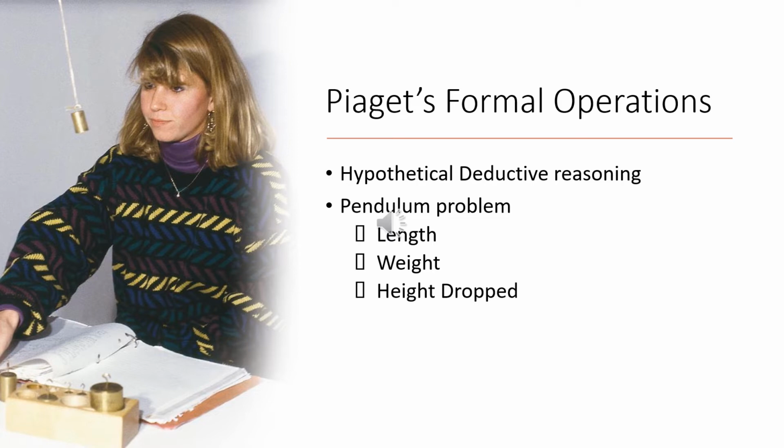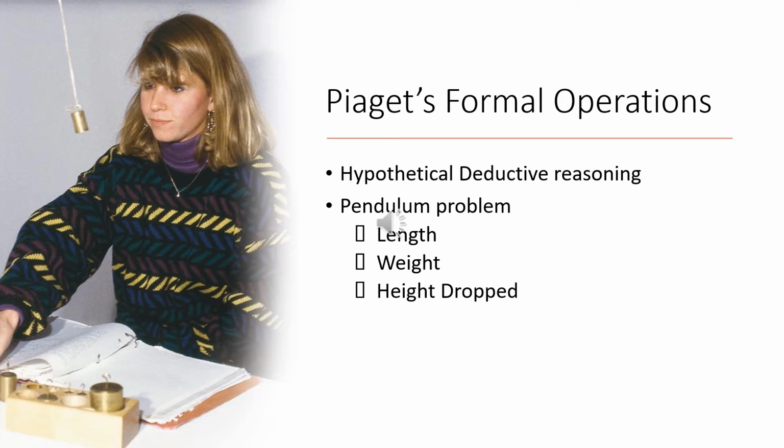And so one example that Piaget used was called the pendulum problem, where the question was, what determines the speed of a pendulum at the end of a string, the speed at which it swings? Is it the length of the string, the weight of the pendulum, or the height from which the weight is dropped?